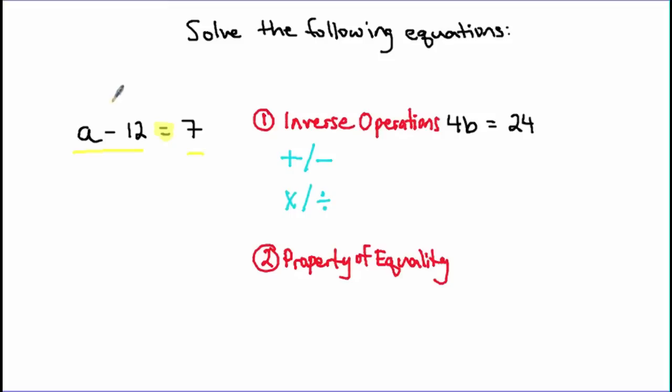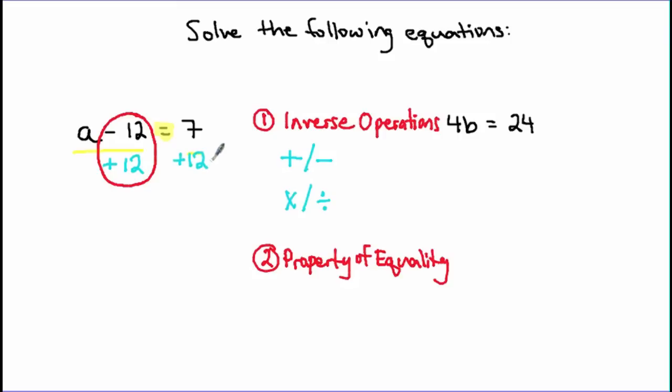Now we could just guess random numbers, but instead we're going to be a little bit more mathematical about it. This minus 12 tells us that whatever a is, we're taking away 12, and that leaves us with a total of 7. So to balance that out, we are going to use our inverse operations, and we are going to add 12 to the left side. The reason why we add 12 is that minus 12 and adding 12 are inverse operations. In fact, they cancel each other out.